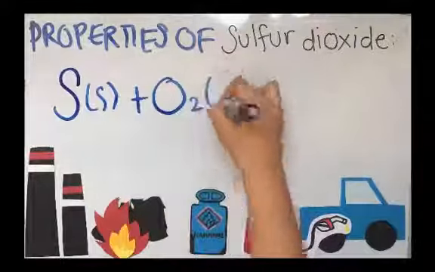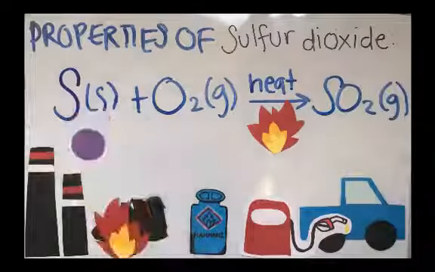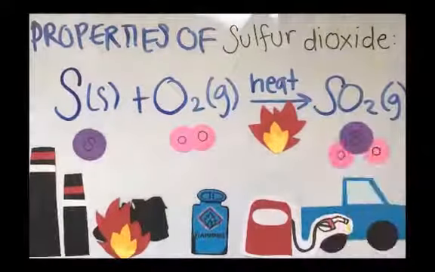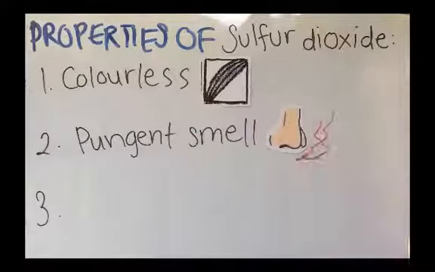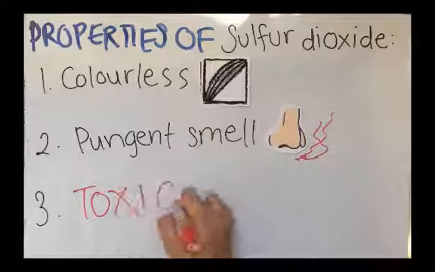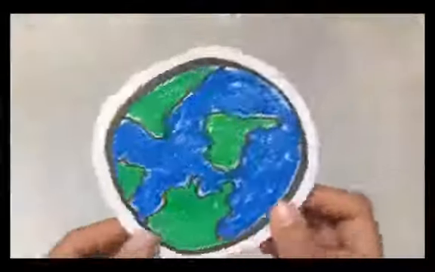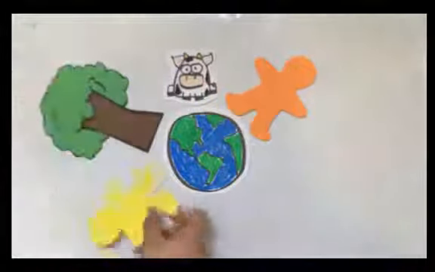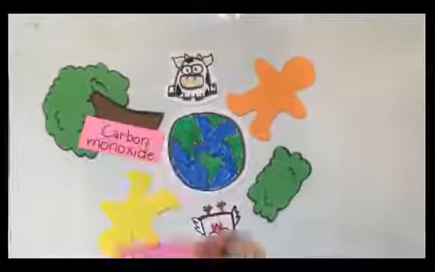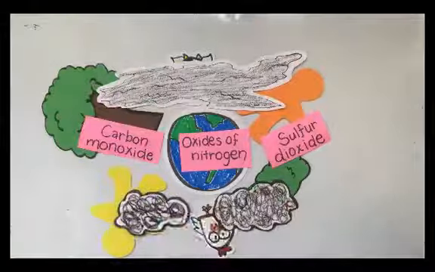Sulfur combines with oxygen in the presence of heat, forming sulfur dioxide. It is a colorless gas with a pungent smell that is similar to rotten eggs. It is also a toxic gas that contributes to the formation of acid rain. Now that we have understood that clean air is vital for our survival, however, do you think that the air will still be able to sustain our lives despite the constant release of pollutants into it?